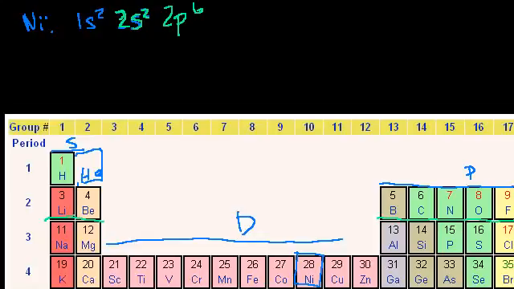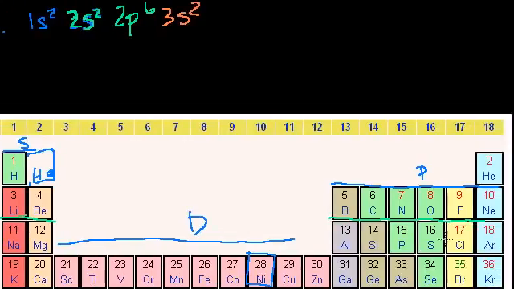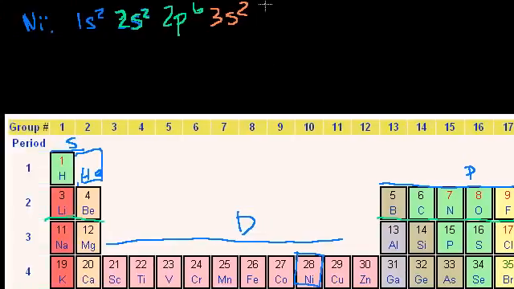Now we're in the third shell. So now we go to 3s2. Remember, we're dealing with nickel, so we're going to go to 3s2. Then we fill out in the third shell the p orbital, so 3p6. We're in the third period, so that's 3p6 right there. There's 6 of them. And then we go to the fourth shell.